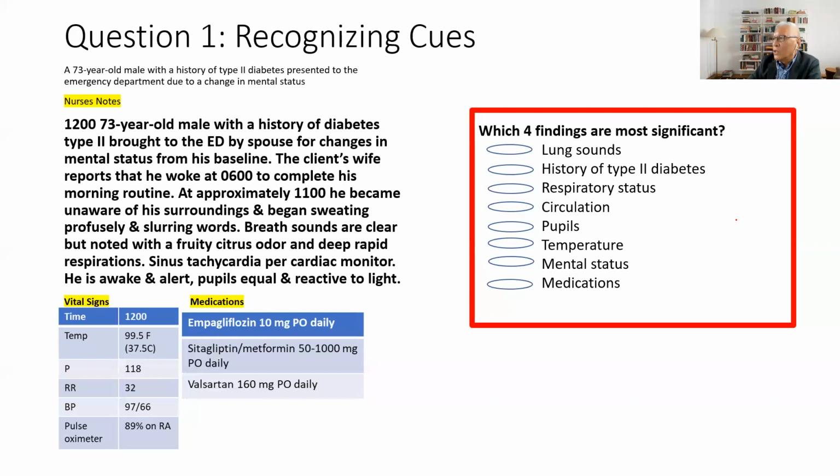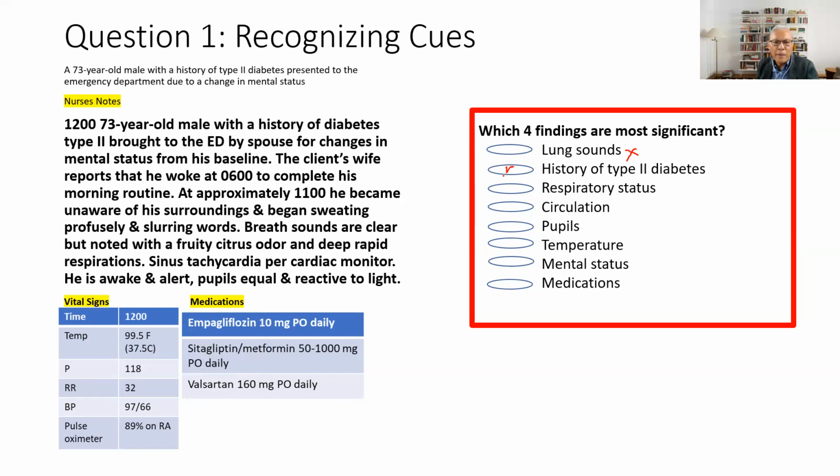Okay. So I got your responses. The lung sounds are, it says, breath sounds are clear. So this is not going to be one of them, correct? History of type 2 diabetes. Oh, because of the fact that he is having this fruity odor and deep rapid respirations, well, this certainly is going to be significant, isn't it?